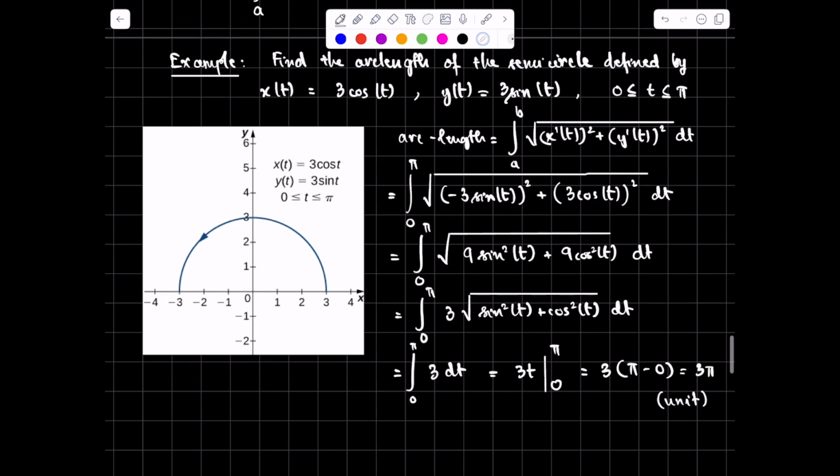Okay, so that's how you calculate the arc length of a parametric curve. So that's it for this lecture.